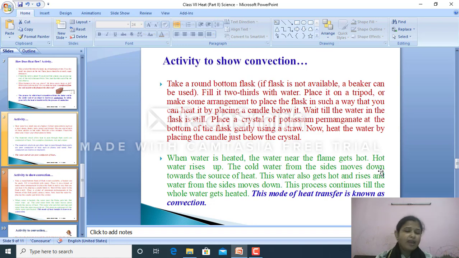Very easy. Water in a round bottom flask, put potassium permanganate, heat it by using a candle flame. The water just above the candle flame gets heated and rises up. Water from the side comes down, again gets heated up, again goes up. Like this the whole of the water gets heated up. This is how the transfer of heat takes place in convection.